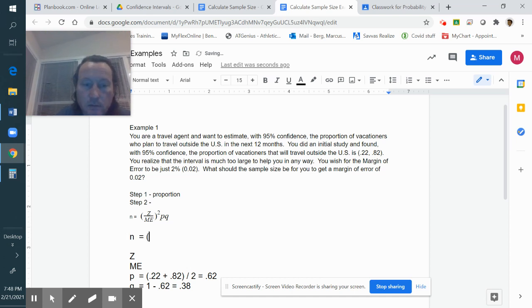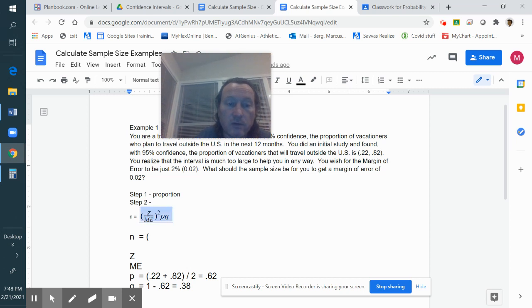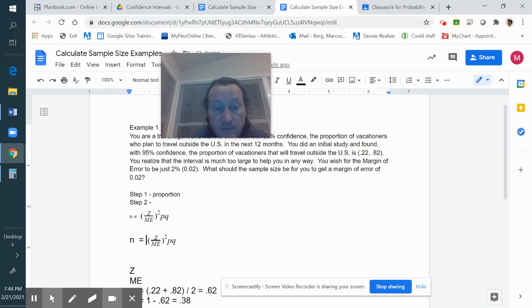Equals. We don't have this yet. Fill that in later. Bring this whole thing down. It's already been done for us. It's tricky to use the formula function, so I'm going to do this as I get my pieces in. I will put them in here. So P becomes 0.62, and Q becomes 0.38. So we need Z.